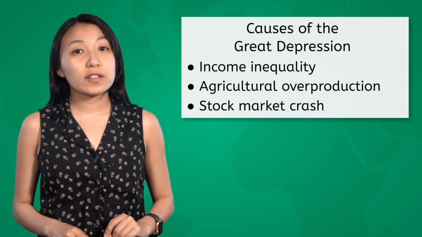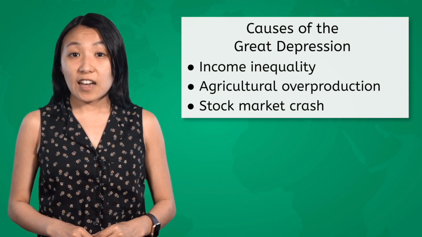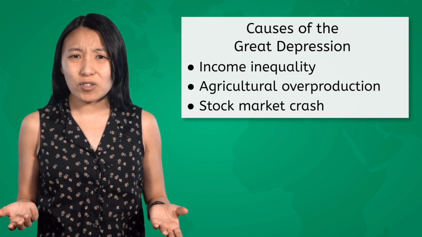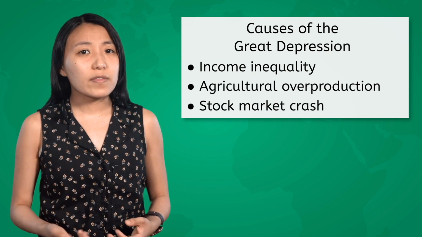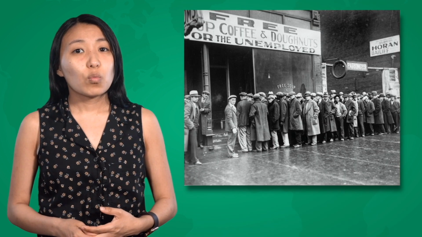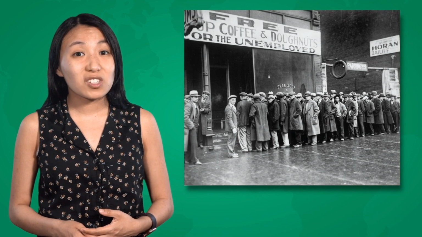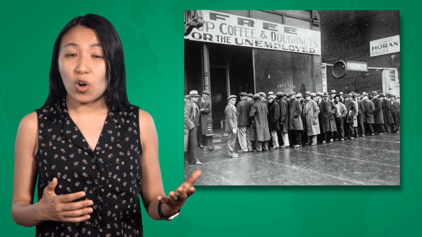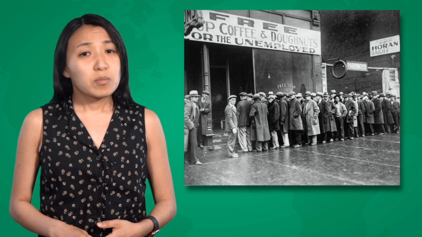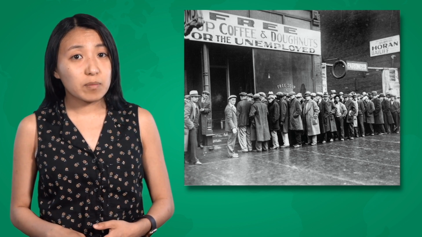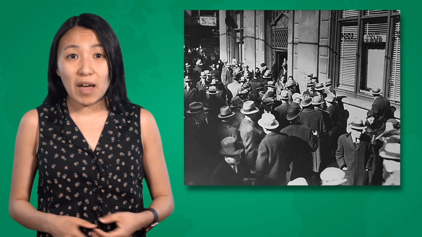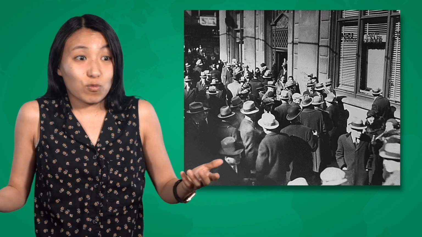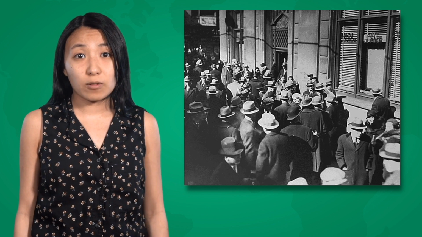If income inequality, agricultural overproduction, and a stock market crash caused the Great Depression, what kept it going for so long? Within months of the stock market crash, 1/4 of the American workforce lost their jobs, while wages, prices, and production all decreased. Between farm foreclosures and people pulling out savings to pay back stockbrokers, thousands of banks simply ran out of money and closed down.